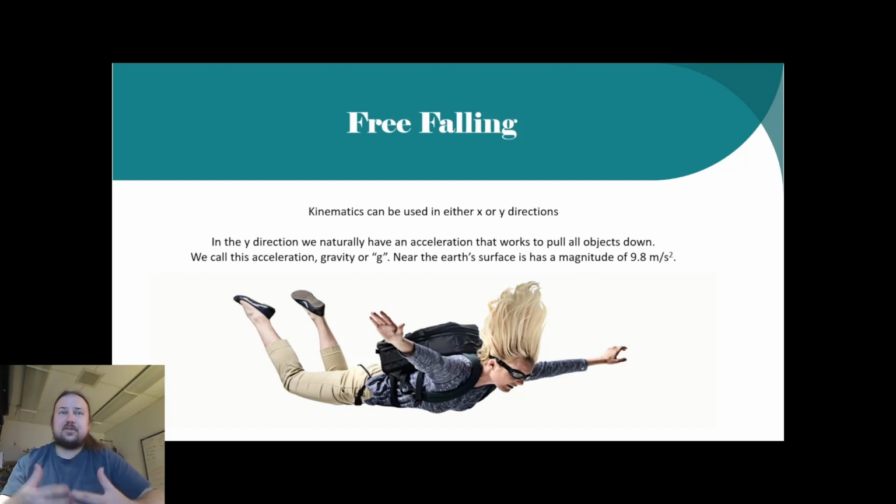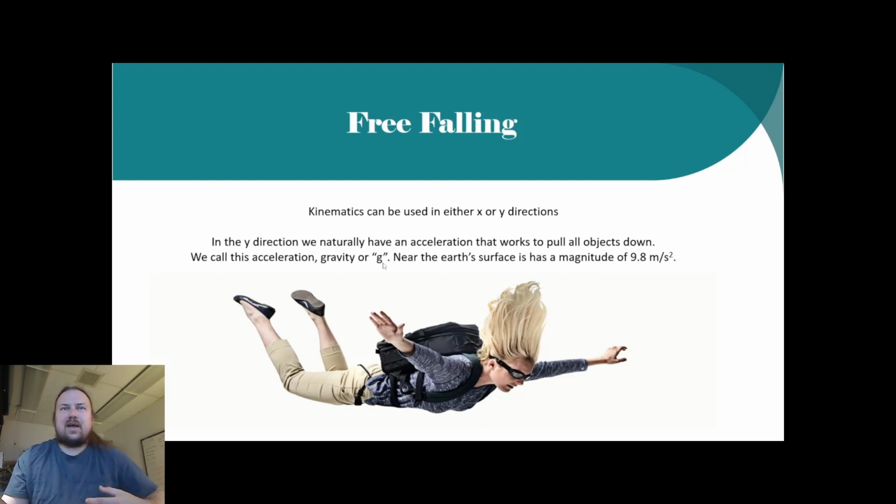Gravity is an acceleration. We always have gravity working for us. Near the Earth's surface, we can estimate that gravity to be about 9.8 meters per second squared. That's always the acceleration that we're going to have of a free fall object near the Earth's surface. So we call that gravity or free fall.